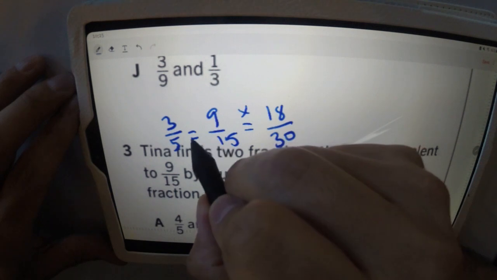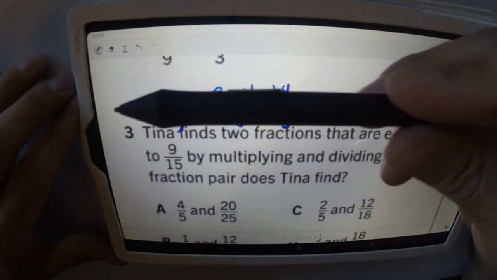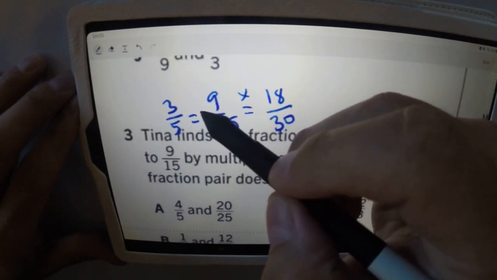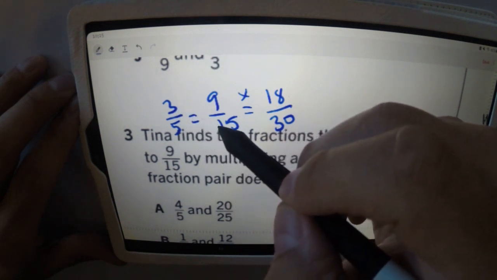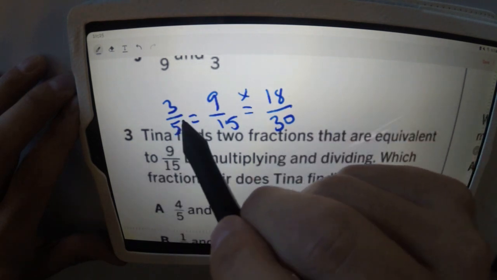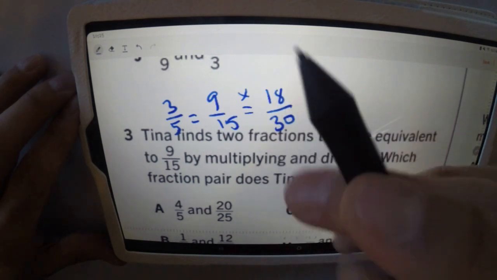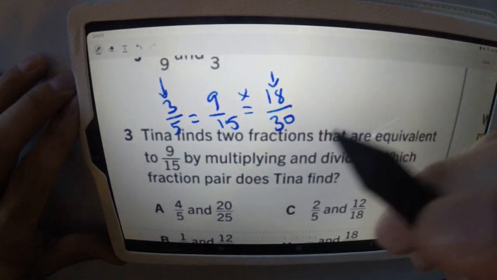3 times 3 is 9. This is how you get it. You're going back this way, to the left, in order to divide. So 9 divided by 3 is 3. 15 divided by 3 is 5. And then you know that's true because if you go the other way, 3 times 3 is 9, 5 times 3 is 15. So now, these are our two numbers we're looking for: 3 over 5 and 18 out of 30.